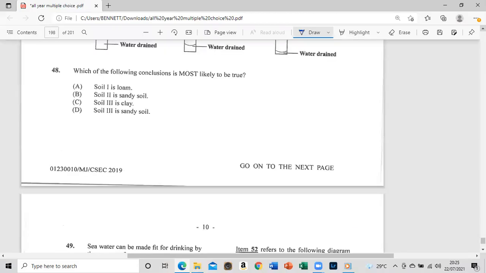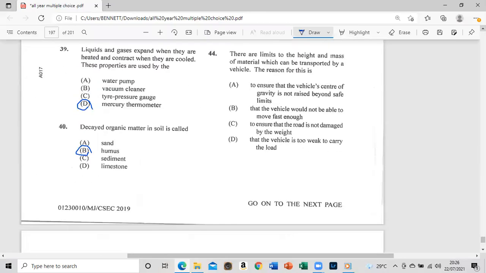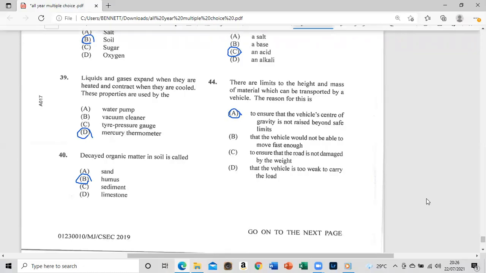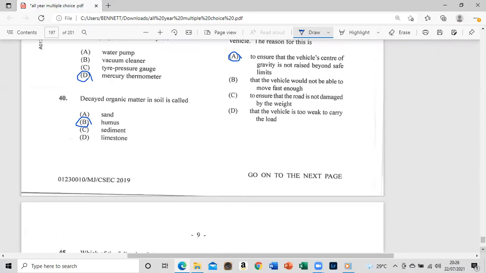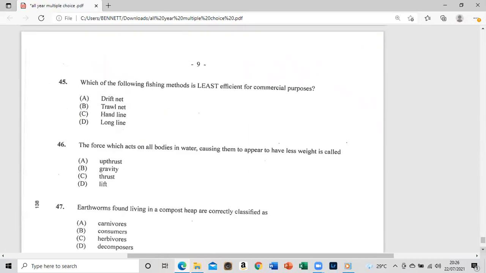All right, 44. Let's go. There are limits to the height and mass of materials which can be transported by a vehicle. The reason for this is to ensure the vehicle's center of gravity is not raised beyond safe limits. So 44 is A. All right. So 45, which of the following fishing methods is least efficient for commercial purposes? And that would be C, line fishing, right?